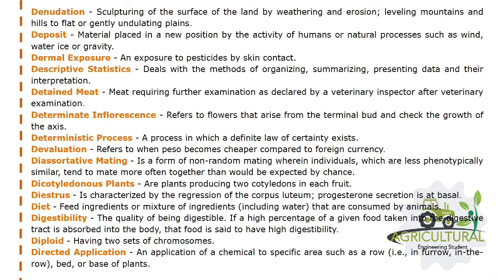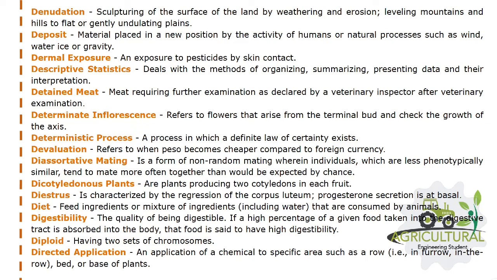Disassortative mating, is a form of non-random mating wherein individuals which are less phenotypically similar tend to mate more often together than would be expected by chance. Dicotyledonous plants, are plants producing two cotyledons in each fruit. Diestrus, is characterized by the regression of the corpus luteum, progesterone secretion is at basal.